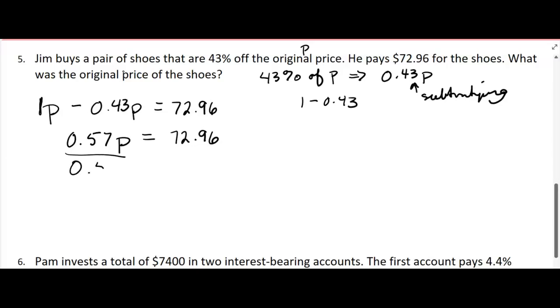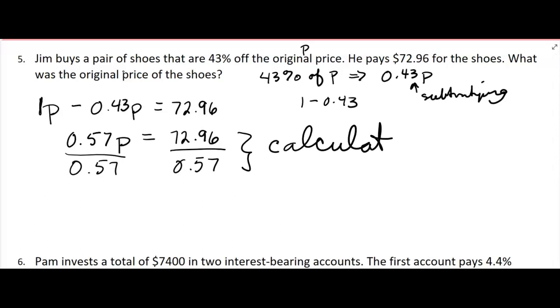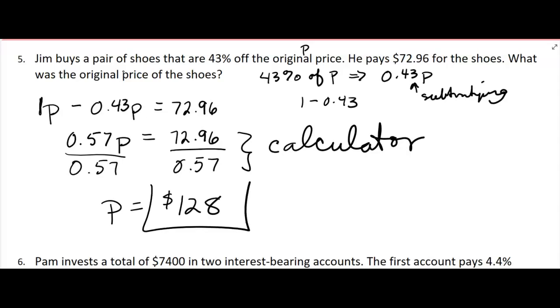Divide by 0.57, divide by 0.57, and then I get a calculator to do this for me. And I get the price was $128. And that was the answer.